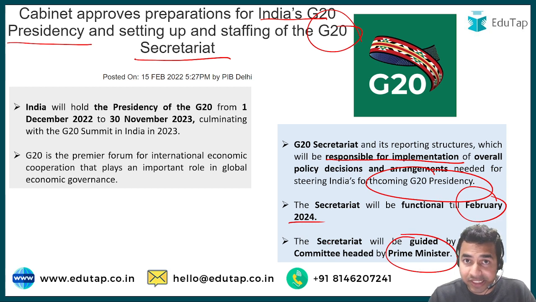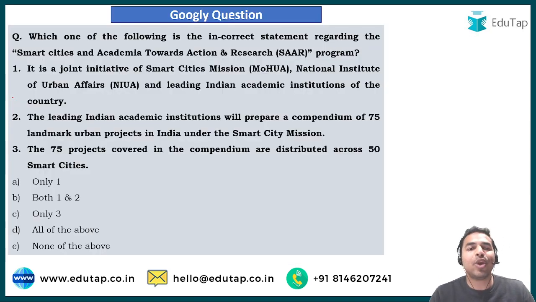So when we talk about the G20 presidency, presently Indonesia is the country which is having this presidency, and on 1st of December 2022 this will be transferred from Indonesia to India till 30th November 2023, culminating with the G20 summit in India. So one more question can be asked, that in which country the G20 summit will be held in 2023, and the right answer for this question will be India. So guys, here you can see what exactly was the major part that you are required to remember from this particular news.